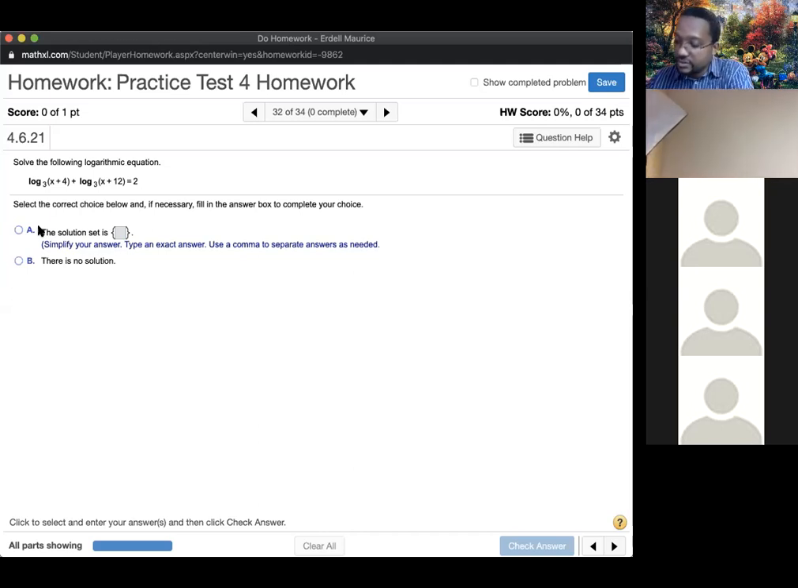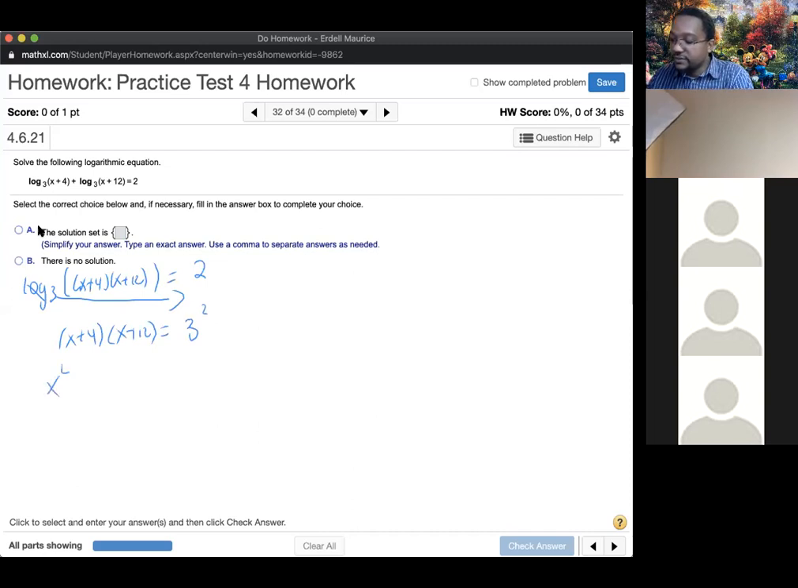All right, so on my right, this is going to be log base 3 of (x plus 4) times (x plus 12), and that's going to be equal to 2. Convert that to exponential form: (x plus 4) times (x plus 12) is equal to 3 squared. That is going to be x squared plus 12x plus 4x plus 48 is equal to 9.